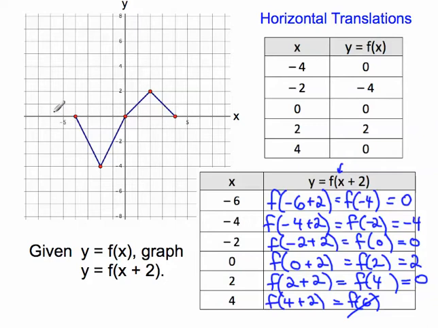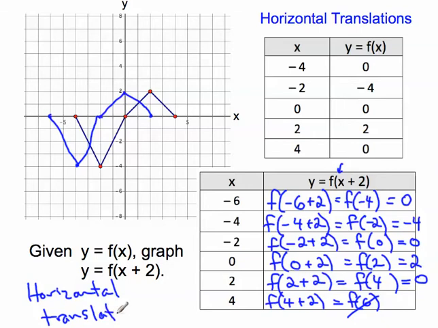On the new graph, looking at the bottom table of values, we have the point negative 6, 0. We have the point negative 4, negative 4. We have the point negative 2, 0. We have the point 0, 2. And we have the point 2, 0. So our new graph looks like that. And this is a horizontal translation to the left.